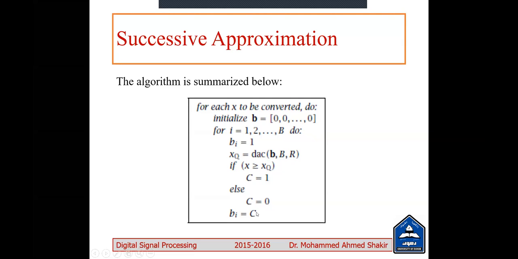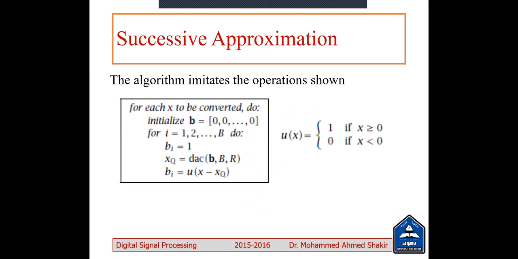Of course, I'm going this time to give you a homework. You have to perform this homework using either MATLAB, C language, or any programming language you prefer, to convert this algorithm into a program. Your program must receive a sample and produce the equivalent bits for that sample. The algorithm imitates the operation shown. Of course, the comparator operation may be simplified by the unit step function, U of X minus XQ, the unit step function shifted by XQ.